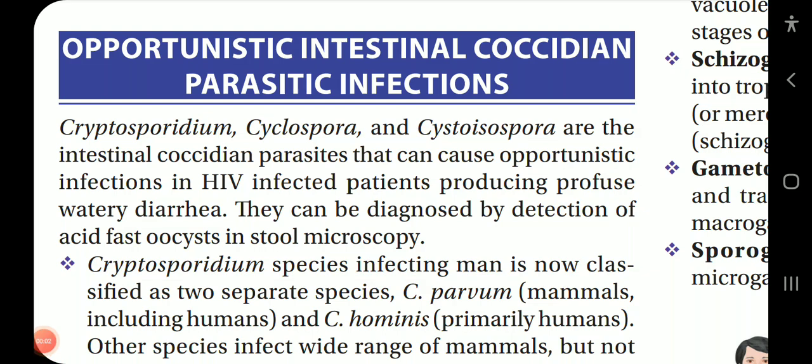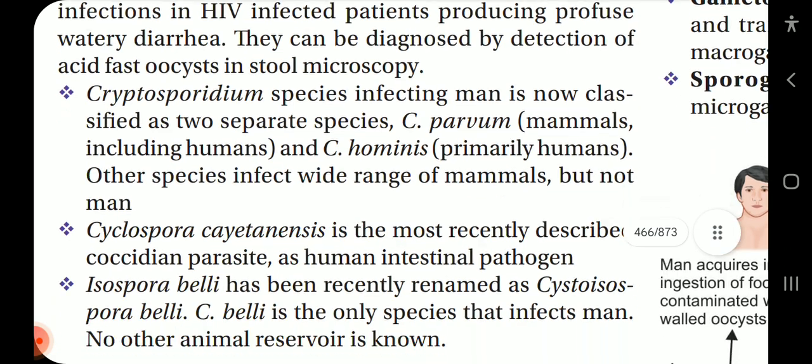For our discussion of intestinal protozoan infection, let us start with opportunistic intestinal coccidian parasitic infections. Cryptosporidium, Cyclospora, and Cystoisospora are the intestinal coccidian parasites that can cause opportunistic infections in HIV infected patients, producing profuse watery diarrhea. They can be diagnosed by detection of acid fast oocysts in the stool microscopy.